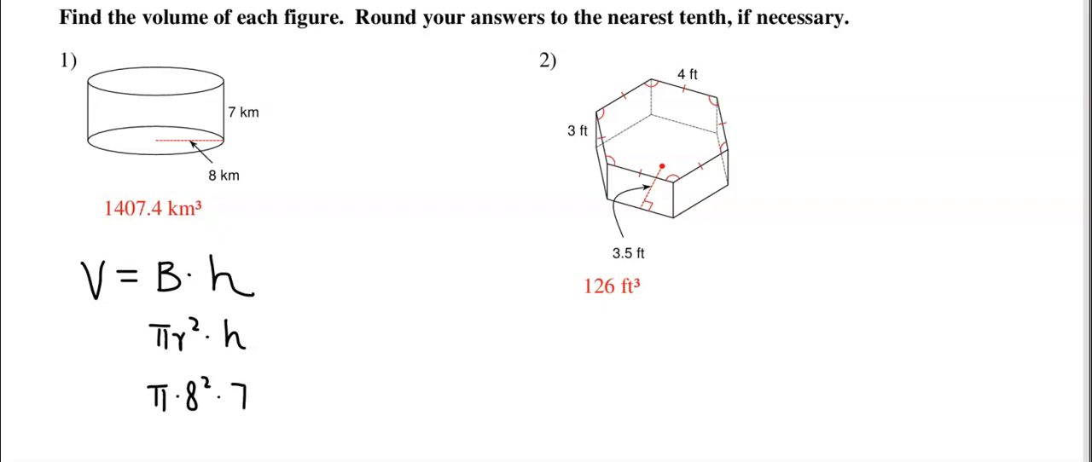Then you go ahead and find out what you have, because it asks you to round to the nearest tenth. For pi you can use the pi key on the calculator. You can also use 3.14.